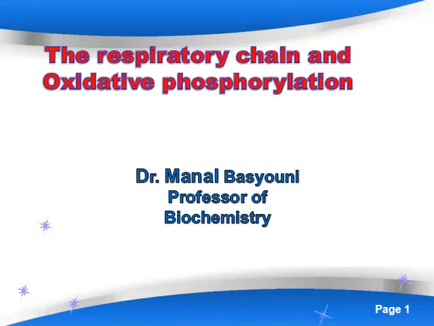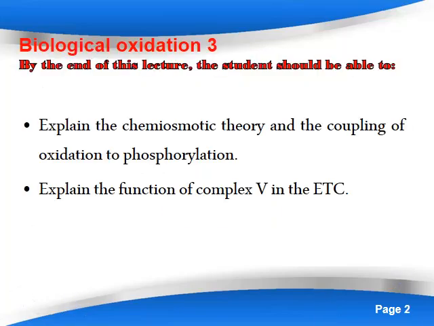Let's continue our lectures about the respiratory chain and oxidative phosphorylation. In this lecture, we'll explain how the chemiosmotic theory that we explained in the last lecture results in coupling oxidations along the electron transport chain to phosphorylation, how phosphorylation occurs and how ATP is produced. We'll also explain the function of complex 5 in the electron transport chain.